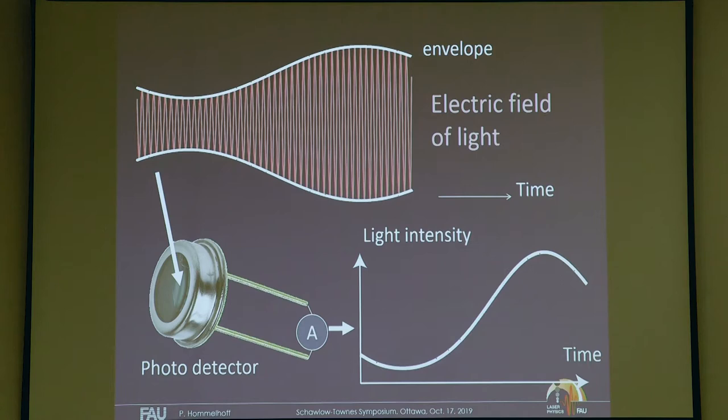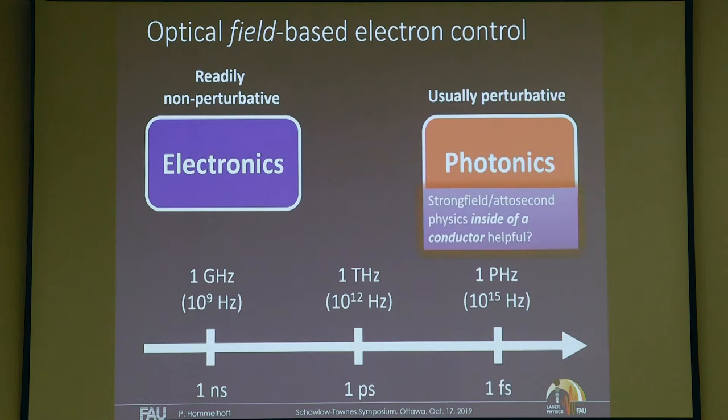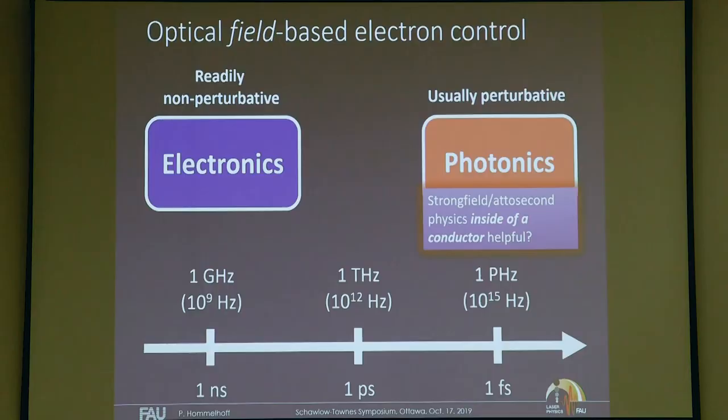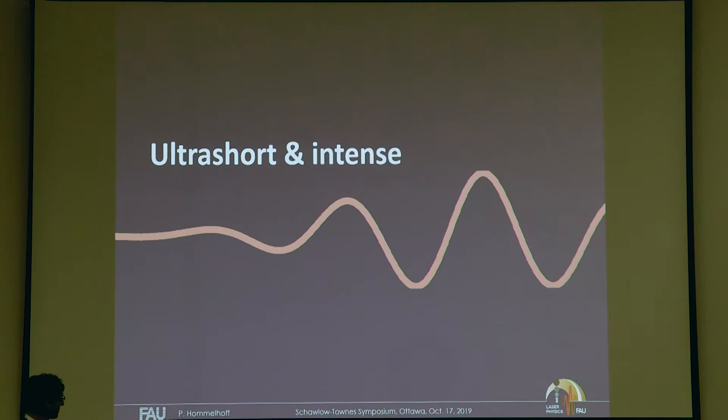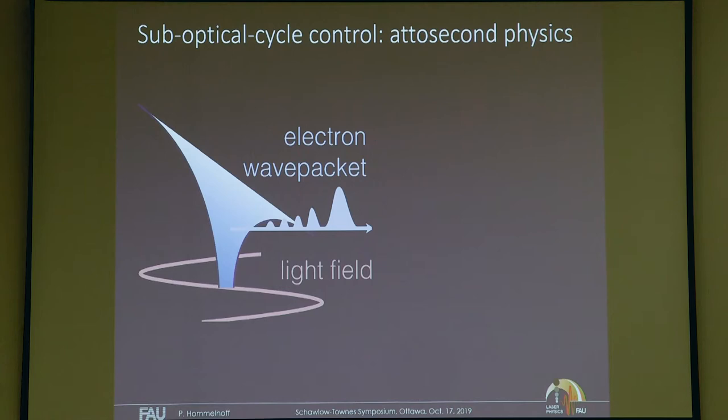So you can ask the question, can strong field or attosecond physics be helpful? Because there it has been pioneered that you can really think of an electron or an electron matter wave function being shifted around by the field. And of course, for electronics, these electrons have to be inside of a conductor. So can we play with attosecond or strong field physics inside of a conductor? That is the main question. And of course, you probably know that you have to go ultrashort and intense, so short pulses help and intense pulses as well.